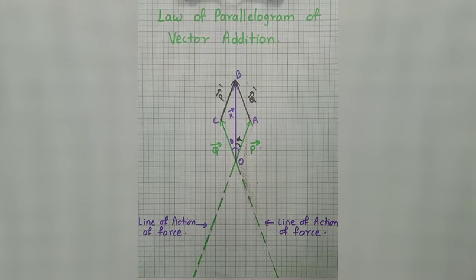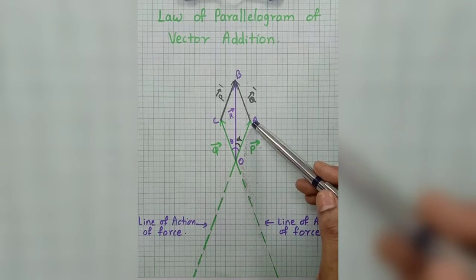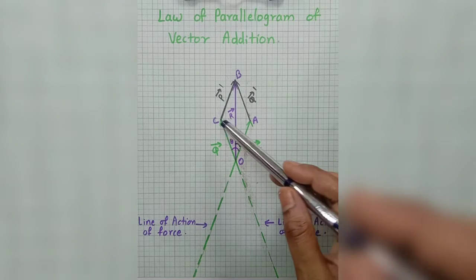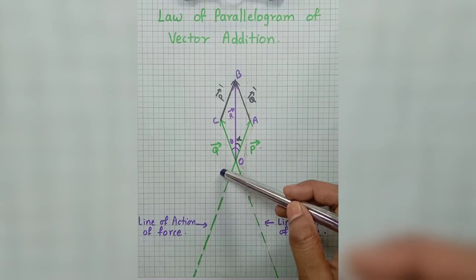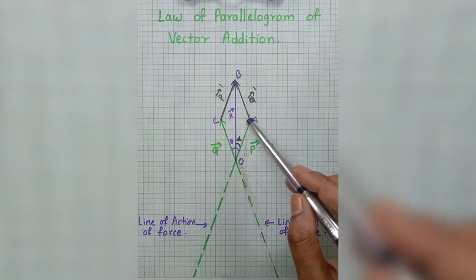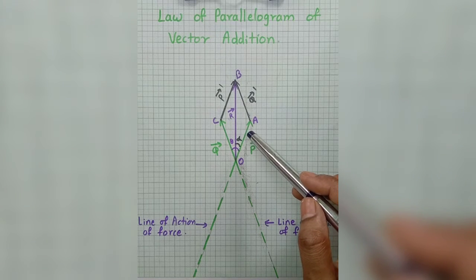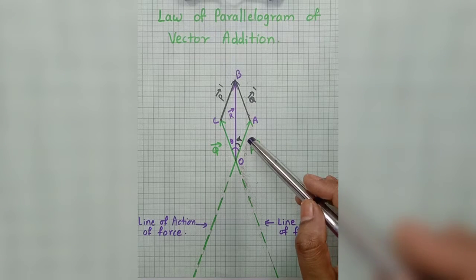So let us look at the diagram now. I will describe the diagram. As you can observe here, OA is going to represent vector P and OC is going to represent vector Q. These two vectors are to be added and they are joined such that their tails are joined together, and we have to do some geometrical construction.